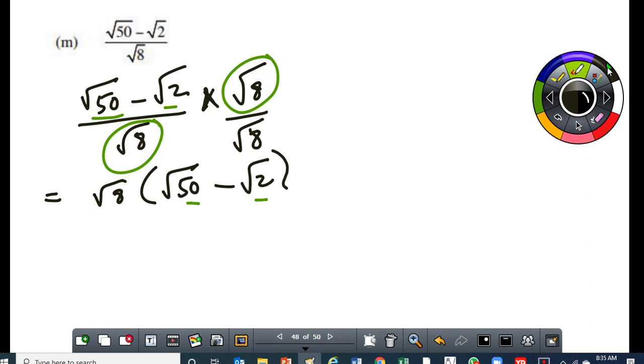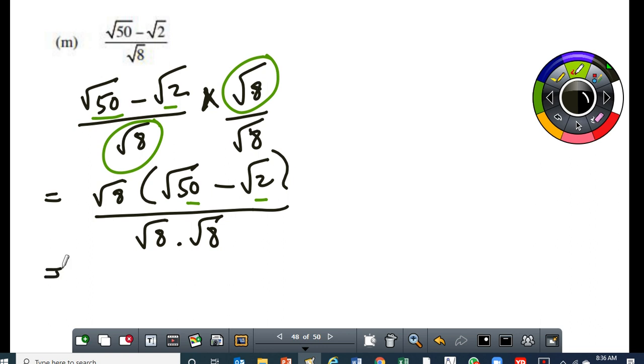Then my denominator is going to be equal to square root of 8 times square root of 8. So I multiply this square root of 8 by both square root of 50 and minus square root of 2. Then I have to multiply the square root of 8 by square root of 8. We do that so that we can rationalize.